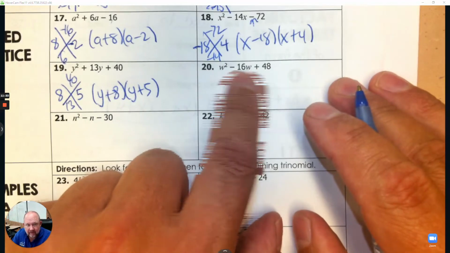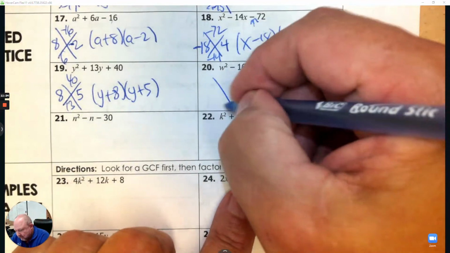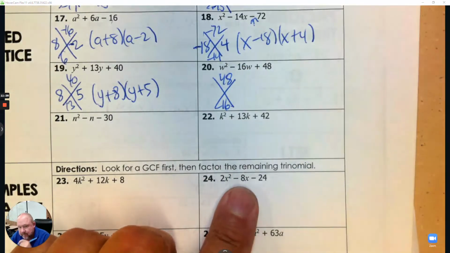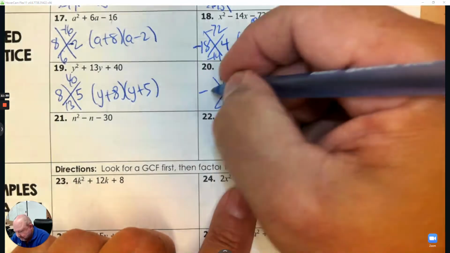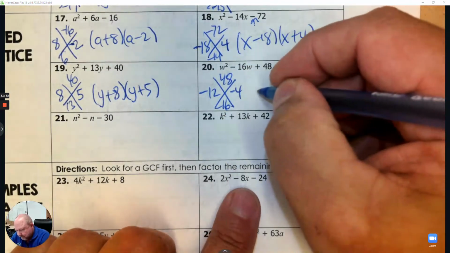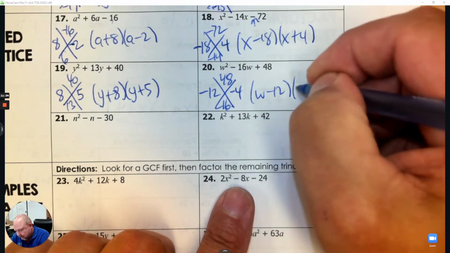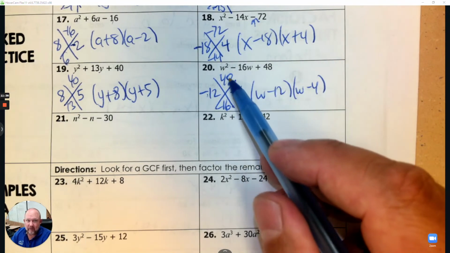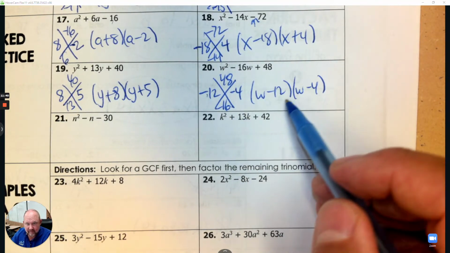Here we have a positive and a negative. So that means we are adding, but both numbers are negative. So negative 12 times negative 4 is 48, and they add up to negative 16 and 5.